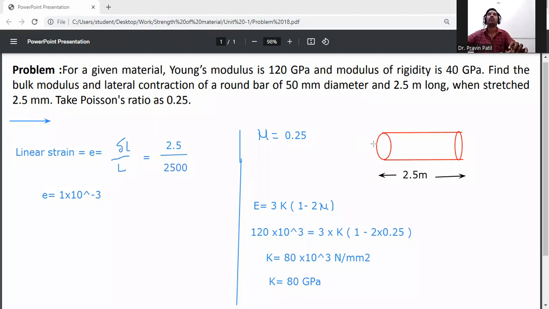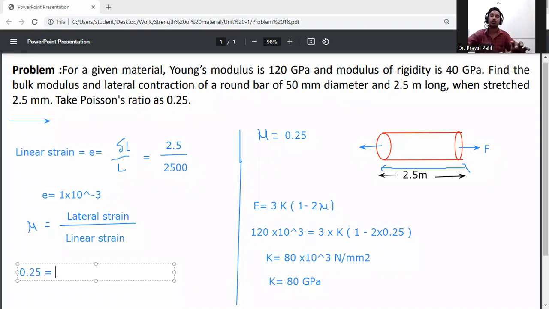Suppose you apply force P on that rod. The change in length parallel to this force we call linear strain. When the diameter changes, we call it lateral strain. So what is Poisson's ratio? Poisson's ratio is lateral strain divided by linear strain. So 0.25 is equal to lateral strain divided by linear strain, and the lateral strain is unknown. We need to calculate it.